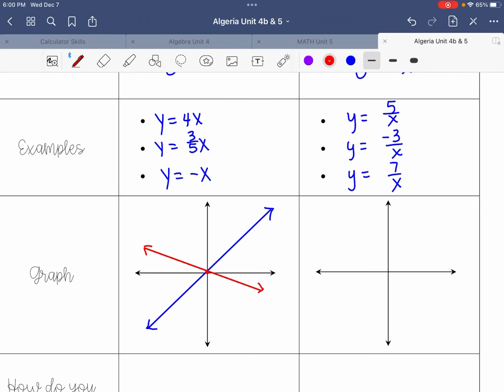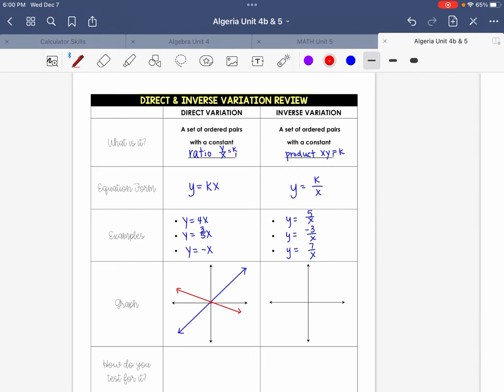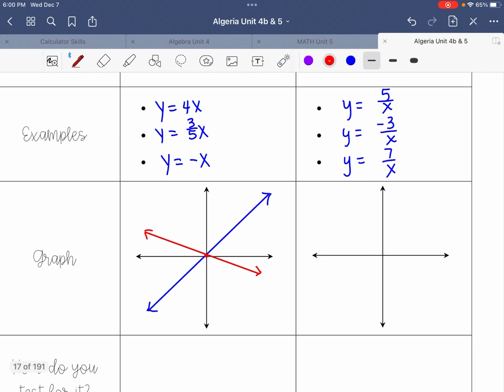Now, what we learned yesterday, the graph of inverse variation is not straight lines. It's a curved line, and it'll look something like this. Could be anywhere on the graph, but it's going to be curved instead of straight, and it's not going to go through the origin. Reason being is you can't multiply anything but 0 and get 0. So those are the differences in the graphs.